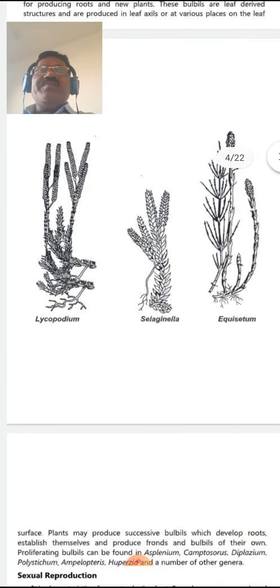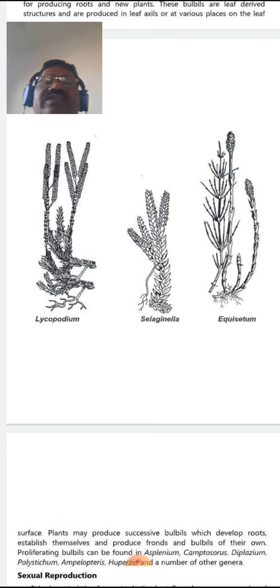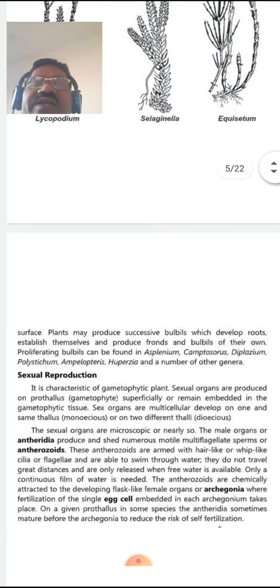So, these are the members of pteridophytes: Lycopodium, Selaginella, Equisetum. The Equisetum is also known as the horsetail because the cone, the structure, is horsetail like, or the leaves are very long, having the nodes and internodes.